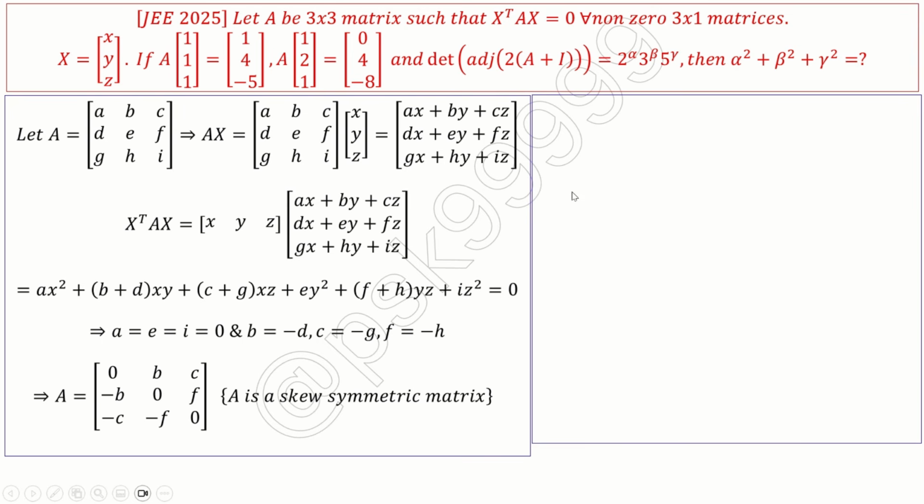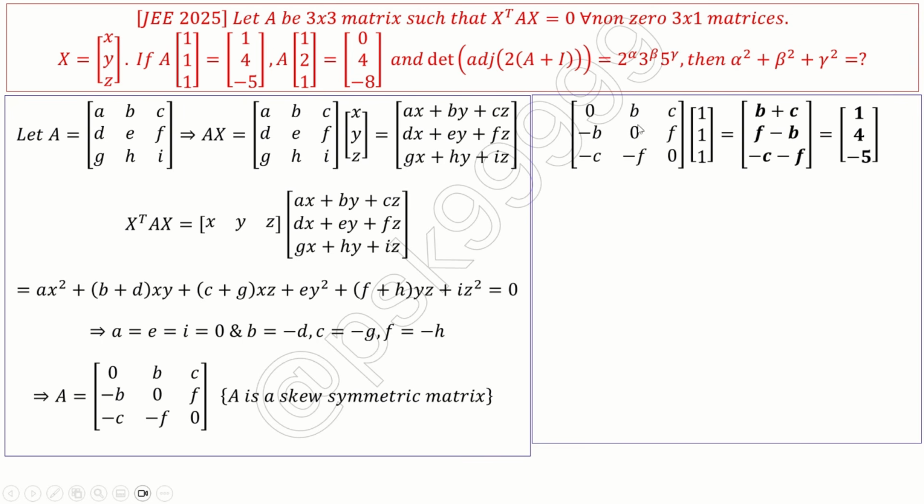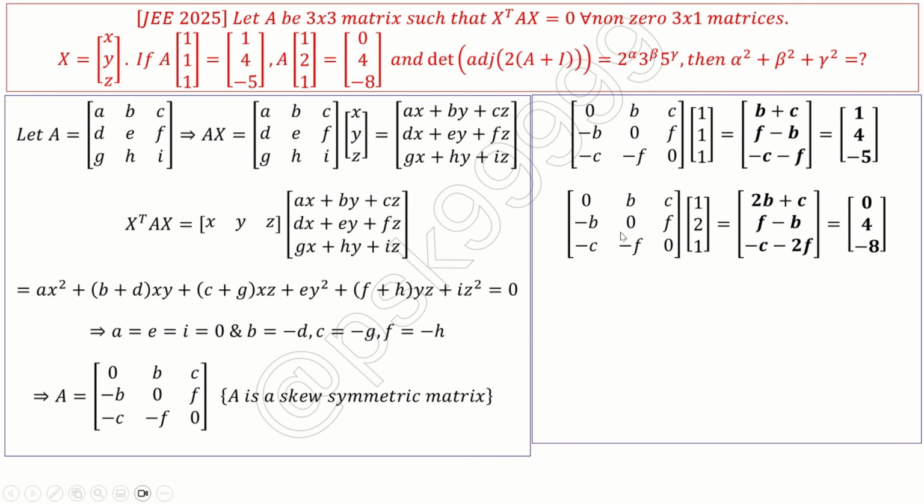Now A times [1, 1, 1] is [b plus c, f minus b, minus c minus f], which is [1, 4, 5]. These are the three equations I got. From the second one, A times [1, 2, 1] equals [0, 4, -8], I get another set of three equations: 2b plus c equals 0, f minus b equals 4, minus c minus 2f equals minus 8. Now I have 6 equations. Easily I can solve for b, c and f. From these 6 equations, b equals minus 1, c equals 2 and f equals 3.